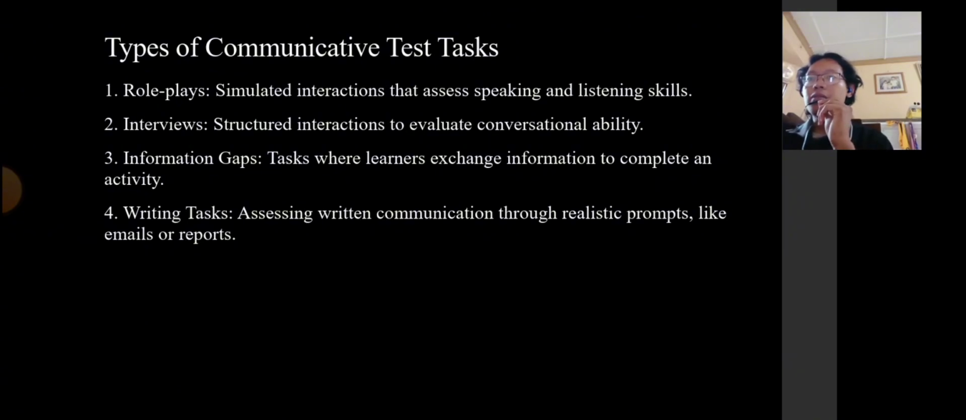The next is types of communicative tasks. The first is role play, simulated interaction that assesses speaking and listening skills. And then the next is interviews, structured interaction to evaluate conversational ability. The next, information gaps, tasks where learners exchange information to complete an activity. And the last, writing task, assessing written communication through realistic prompts like emails or reports.